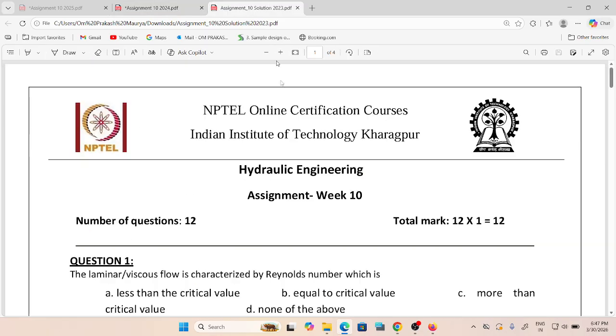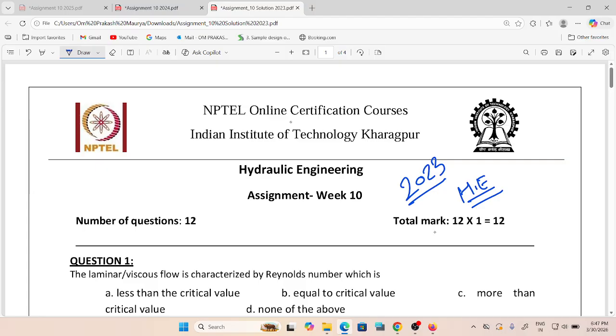Okay, now we'll move on to the next one, the assignment 2023 hydraulic engineering. The question was: laminar viscous flow is characterized by a Reynolds number which is less than the critical value, equal to the critical value, more than the critical value. Option D, none of the above.